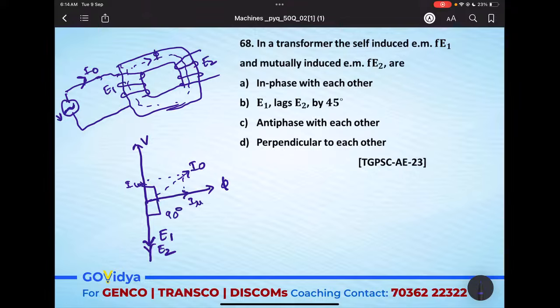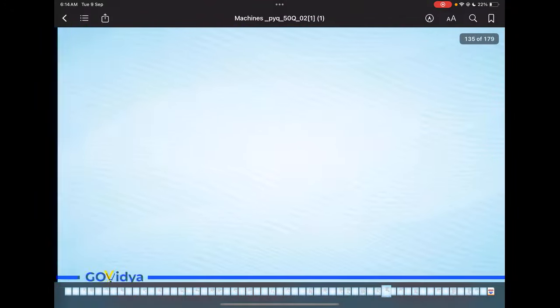So from this phasor diagram, what we understood: E1 and E2 are in phase. E1 and E2 are in phase. So our option will be A. Is it clear? Let's move on to the next question.